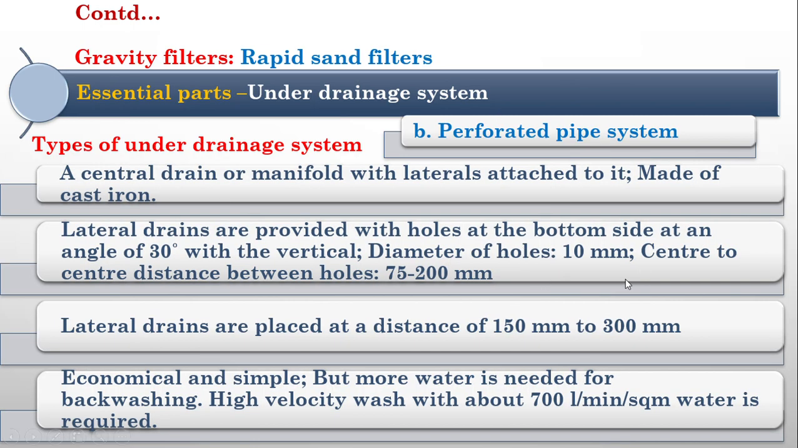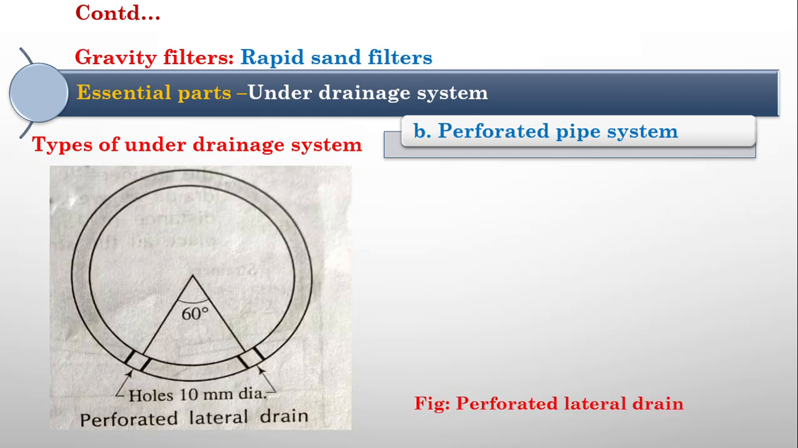Diameter of the holes is 10 mm. Center to center distance between two holes is 75 to 200 mm, and laterals are placed at a distance of 150 to 300 mm. These types of drainage systems are economical and simple, but more water is needed for backwashing. A high velocity wash with about 700 liters per minute per square meter of water is required. I will explain what this backwashing is. So this is about the under drainage system.